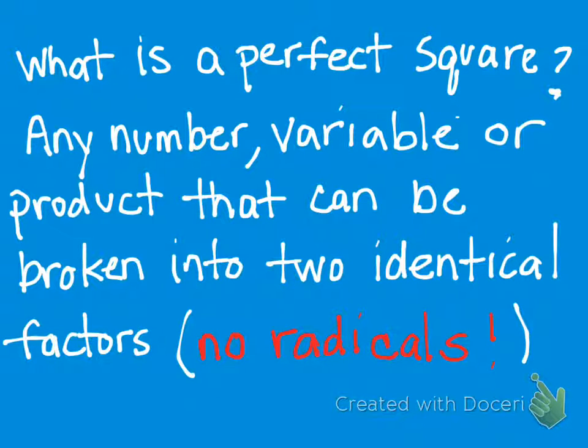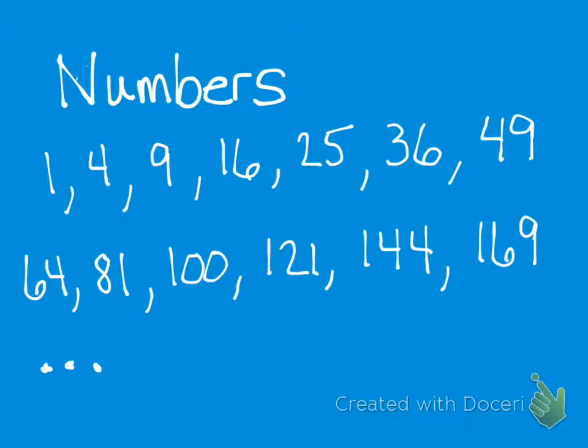What exactly is a perfect square? It's any number, variable, or product that can be broken into two identical factors. No radicals when you're breaking up a perfect square. Numbers that are perfect squares are simply numbers that are found when you multiply a number times itself. 1 times 1 gives you 1, 2 times 2 gives you 4, 3 times 3 gives you 9, 4 times 4 gives you 16, and so on. There's an infinite number of perfect squares, and these should look familiar to you.